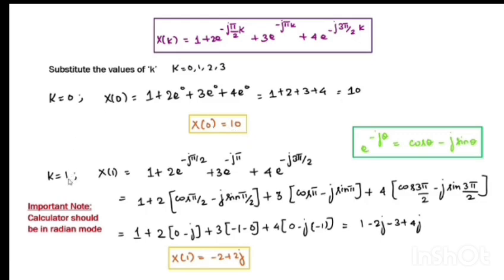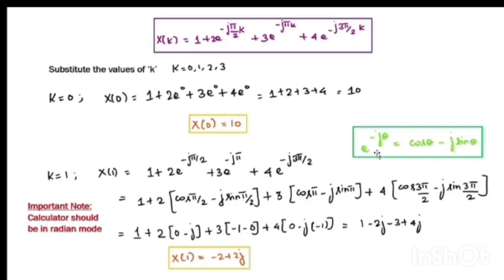Followed by this, I am going to go with k is equal to 1, where x of 1 is equal to 1 plus 2 e power minus j pi by 2 into k, where I am going to substitute the value as 1, plus 3 e power minus j pi into k, so the value is 1, plus 4 e power minus j 3 pi by 2 into k, the value is 1.